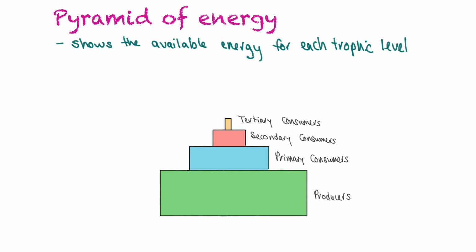So a pyramid of energy shows the available energy for each trophic level. In this case, at the bottom, we have the producers. They have a lot of energy, and you have a lot of producers. There are fewer primary consumers because there's less energy to pass on to them. Then there are fewer secondary consumers because there's less energy being passed on, because only 10% goes on to each one. And then finally, there are very few top carnivores or tertiary consumers in this particular pyramid of energy.